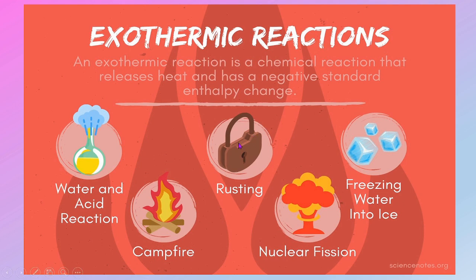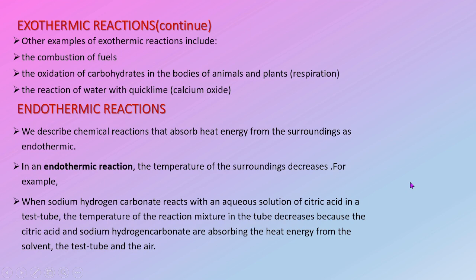Now these are the different exothermic reactions you can see here. Water and acid rain, campfire, rusting. Rusting is an exothermic reaction. Nuclear fission is an exothermic reaction. Freezing water: when we freeze the water, actually the energy is released. So freezing water is an exothermic reaction, right? Other examples of exothermic reactions are the combustion of fuel, oxygen, carbohydrates in the bodies of animals, plants, and humans even. Reaction of water with quicklime.